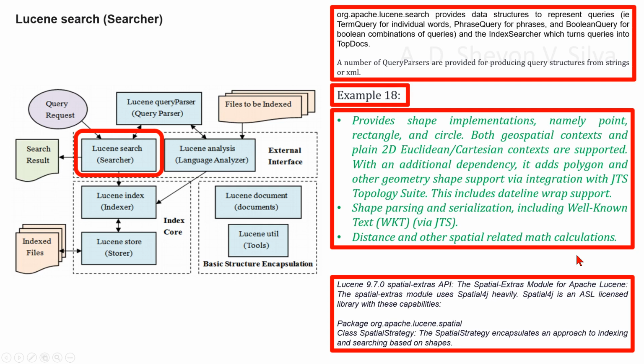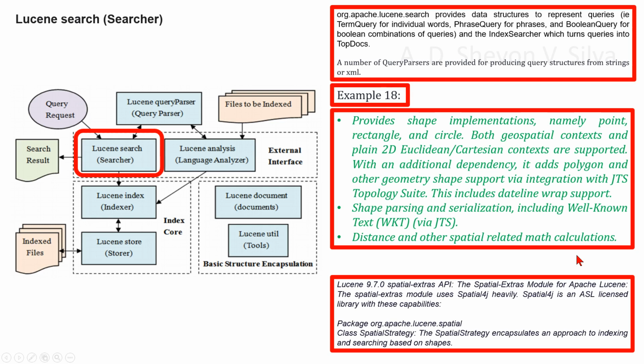The class SpatialStrategy in package org.apache.lucene.spatial. The SpatialStrategy encapsulates an approach to indexing and searching based on shapes. The Spatial Extras module, new to Lucene in 6.5, is the new home for the original Lucene Spatial module. The principal interface in this module is SpatialStrategy, which can calculate an approach to indexing and searching based on shapes. Different strategies have different features and performance profiles, which are documented at each strategy's implementation class level.